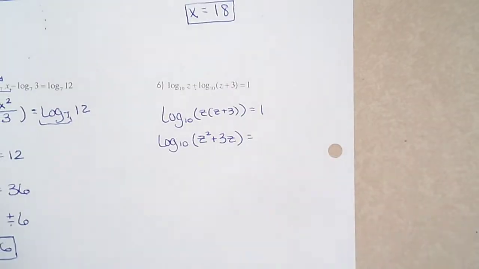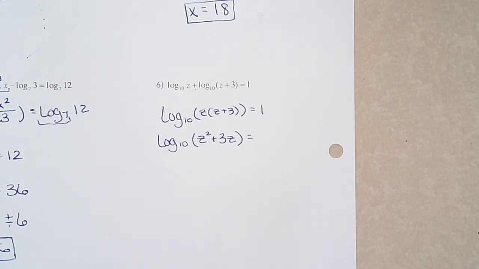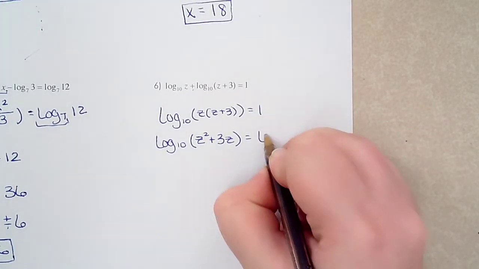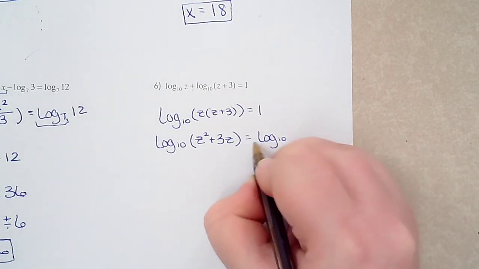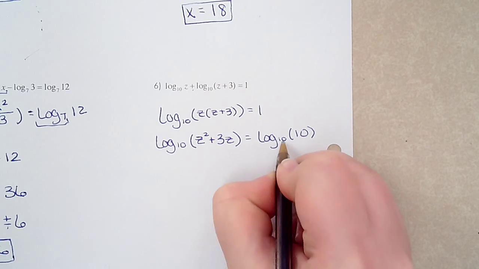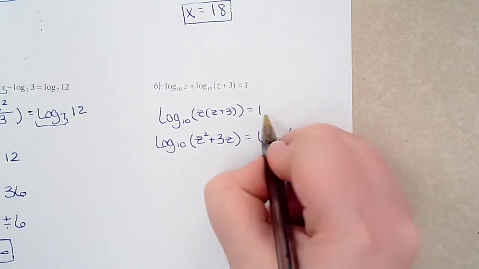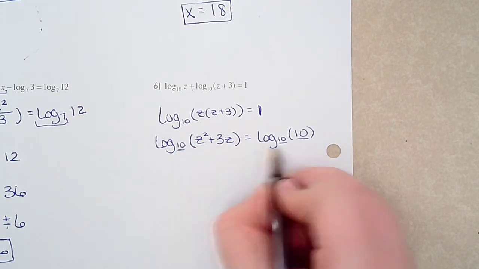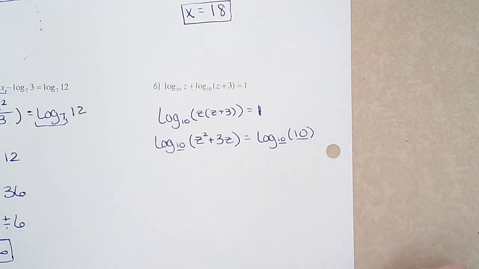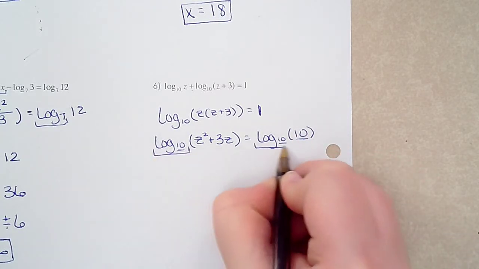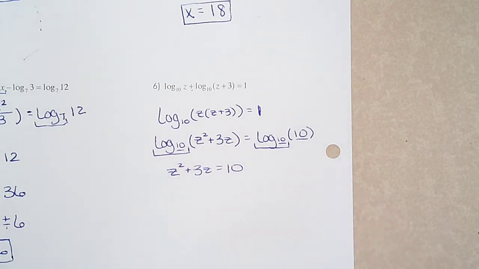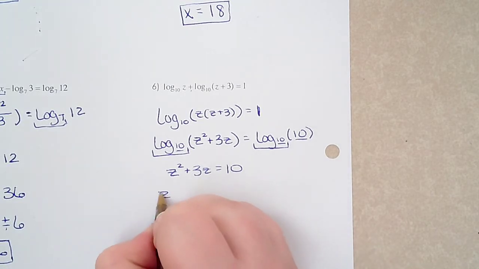But I'm kind of stuck if I leave that as a 1 because I can't solve it other than maybe going into exponent form. But in order to avoid that, I'm going to use my fourth property that we talked about. And that's the one where I can rewrite this as log base 10 of 10. Because as long as these two things match, we know that it equals 1. And since I need a log base 10, all I had to do was write log base 10 and make the number match. Now that these match, I have z squared plus 3z equals 10, which we can then solve by factoring.